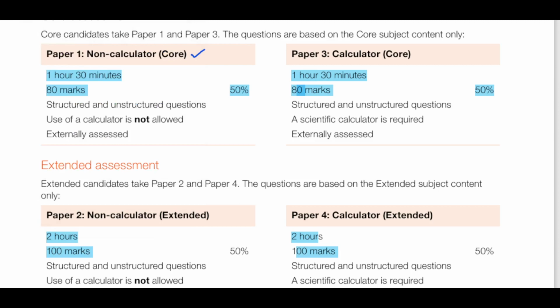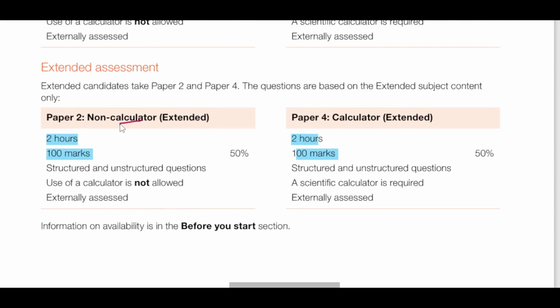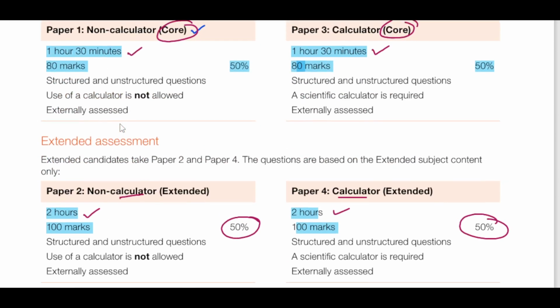And time has also been changed. Now both papers have the same time, 1 hour 30 minutes and 1 hour 30 minutes. This is just for the core syllabus, right? And for extended also there will be one paper which is non-calculator and one with the calculator, and the time for this is 2 hours for both papers. And now the weightage is also 50-50%. Previously it was not like that, it was different. So now you are given equal weightage, and the number of marks is 100 and 100 for both papers, and for core we have 80 marks and 80 marks, right?